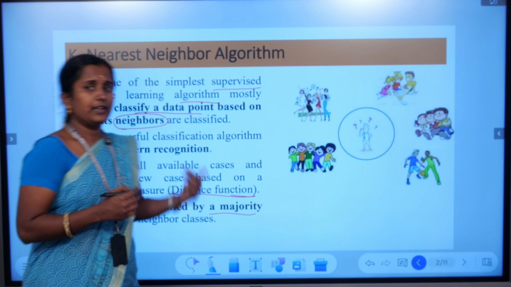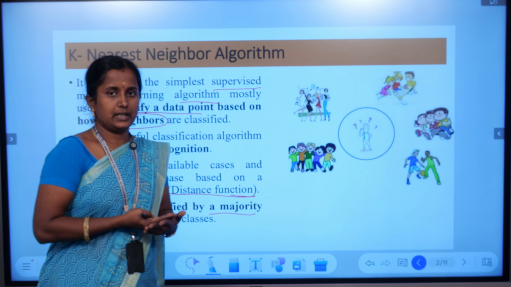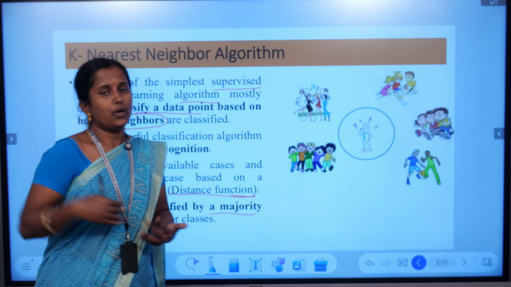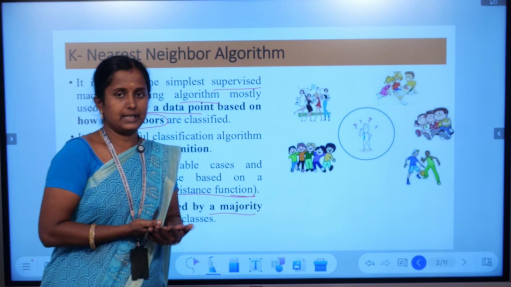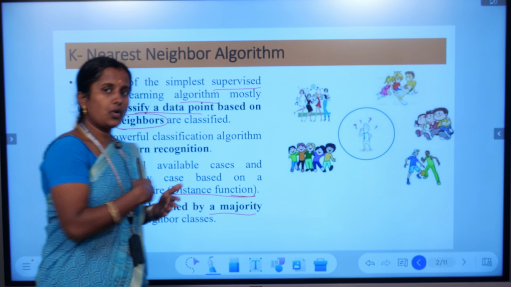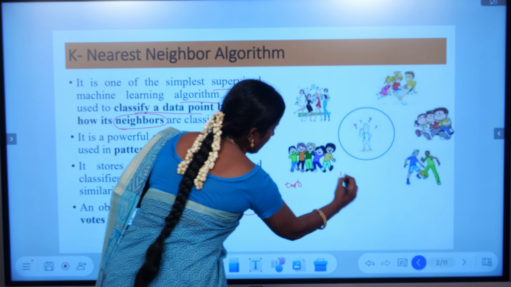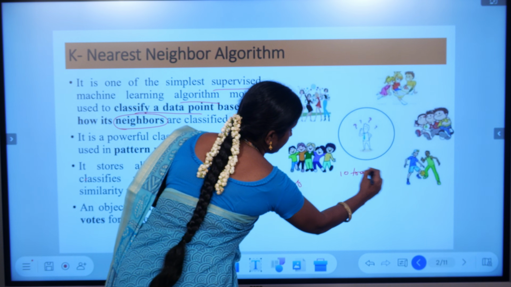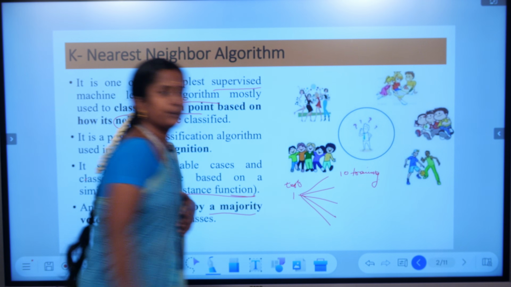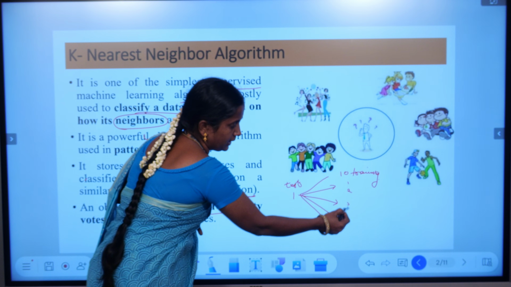Suppose we have 10 training data and one testing data. Now we give the model a new test data. What we have to do initially is that each testing data has to be compared with all the nearest training data. Here we have 10 training data, so the test data has to be compared with all the 10 training data.